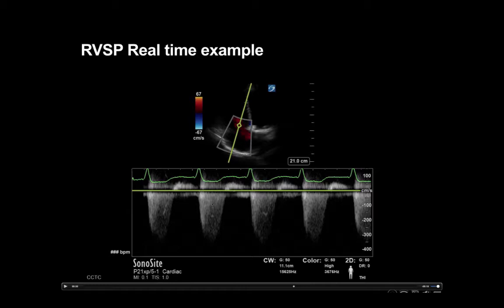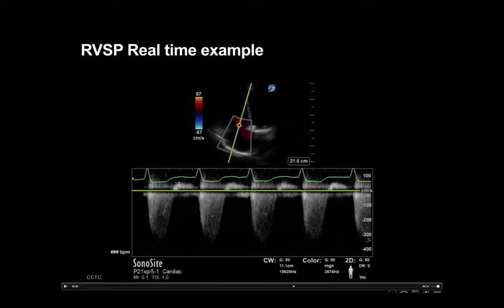So this represents the envelope, flow envelope, or spectral envelope of the tricuspid regurgitant jet, and we can see that the velocities here are in meters per second, or hundreds of centimeters per second, very fast velocities that would be unable to be resolved by pulse wave.